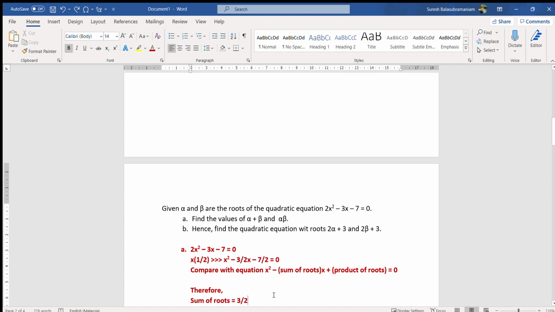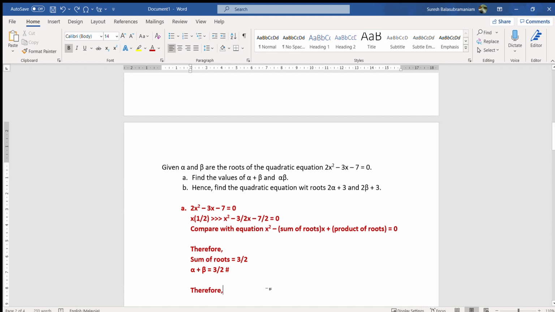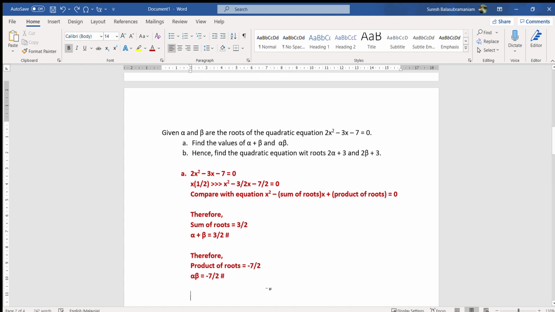Okay, now product of roots. Before that, sum of roots, what are our roots? Alpha plus beta. So alpha plus beta is equal to 3 over 2. That's the first answer. And we can also do the same for product of roots, which is negative 7 over 2. And product of roots is alpha beta. So alpha beta equals negative 7 over 2. Okay, so we have answered question A. I'll move on to question B.